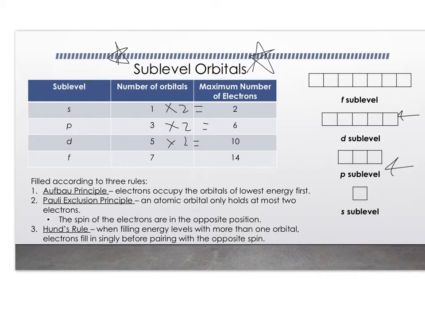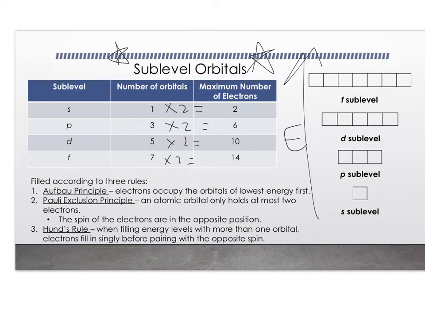And then your F has 7 orbitals here. That's a little bit further away from the nucleus as well. And each can hold 2 electrons, hence you have the 14 total electrons in your F sublevel. So if you notice, as you go from S, P to D to F, you increase in the amount of energy because they're further away from the nucleus. S is the closest, then P, then D, and F is the furthest away.